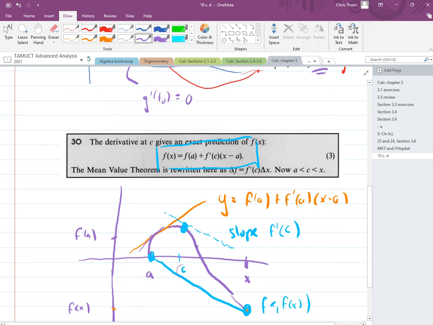I can find some c between a and x that makes this happen. So again, I have my function at a, my derivative at c, I put those together and I get the value of the function at x. I'm going to stop here, and in the next video I'll show how this fact leads into L'Hopital's theorem.